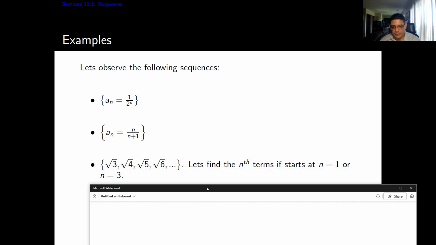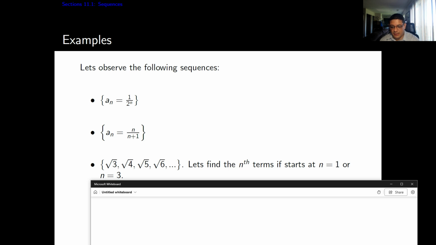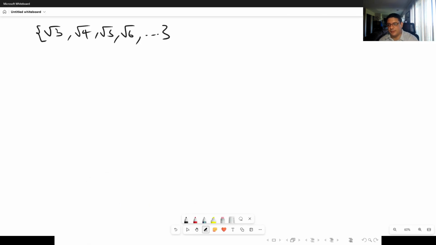Let's go to another sequence. We have now the opposite situation. We have the square root of 3, the square root of 4, the square root of 5, the square root of 6. And so notice that we're going to find what the nth term is if this starts from 1. If this is starting from 1, it means that from 1 I go to the square root of 3, then from 2 I go to 4, from 3 I go to the square root of 5, or whatever you want to do.